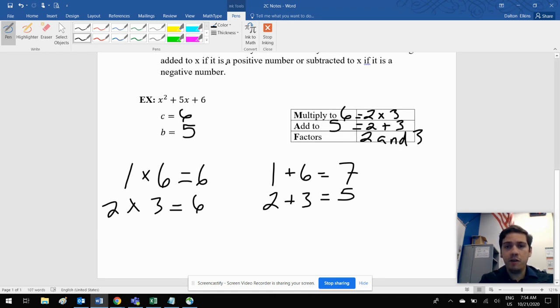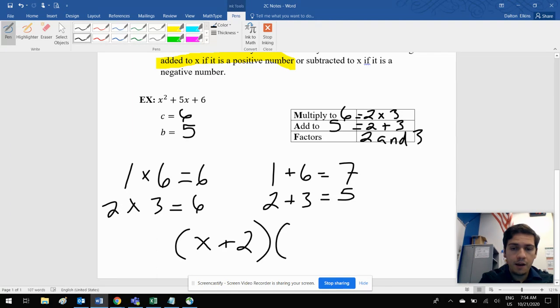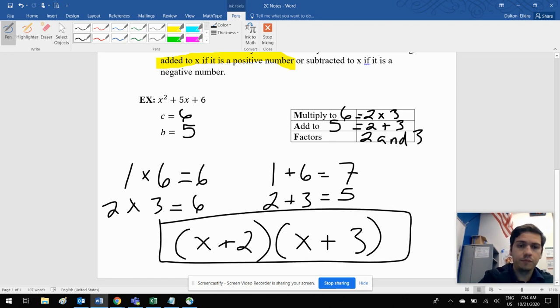So if it's a positive number, we write it added to x. Added to x if it's a positive number. It says this right here. Let me highlight this for you. So my factored form is going to be x plus 2. Notice I'm using the parentheses here. And then x plus 3. That would be the factored form of x squared plus 5x plus 6.